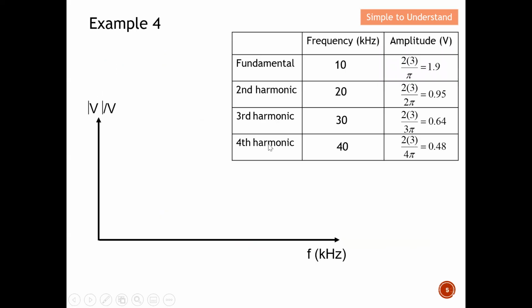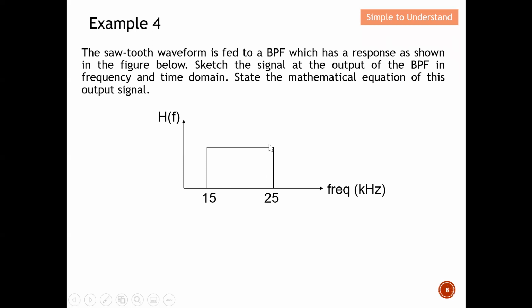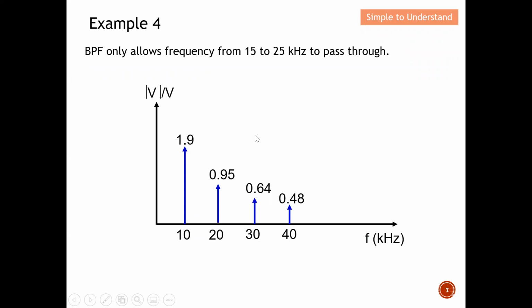Let's take a look over here. Basically, they have these characteristics of the bandpass filter. It can only pass the frequency components from 15 to 25 kilohertz. So this is what we have done on the amplitude spectrum of the Sawtooth waveform here. From the question given to us, 15 to 25 kilohertz will be able to pass. We show that only 20 kilohertz can pass through. The rest of them will be attenuated away by the bandpass filter.